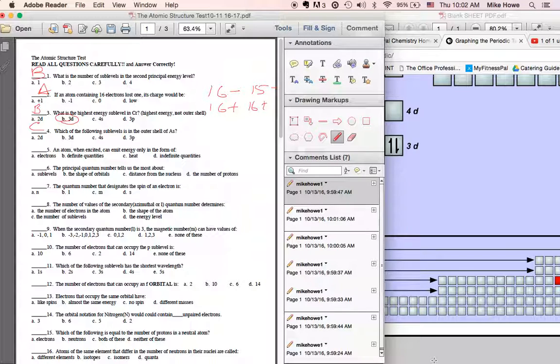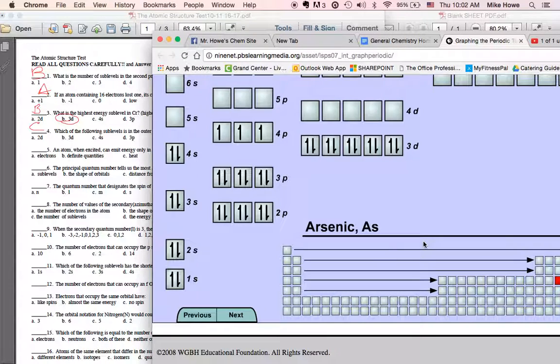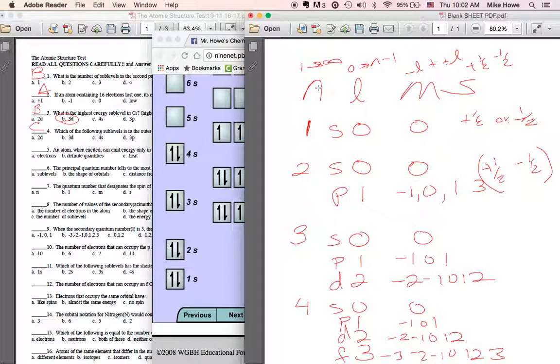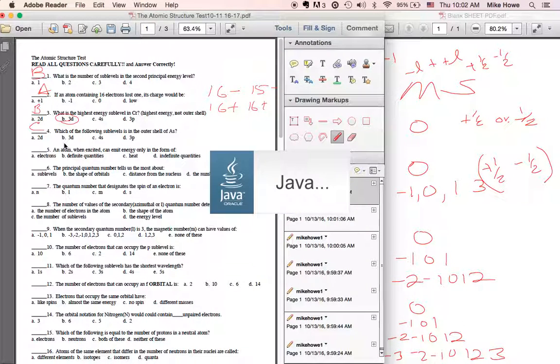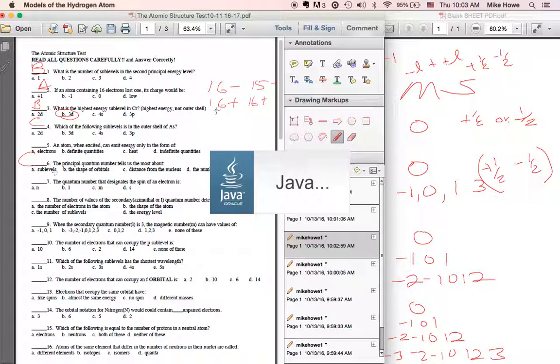Okay, the principal quantum number. The principal quantum number, of course, would be the quantum number n, which tells us the most about the distance from the nucleus. So that'd be number 6 here. Okay, number 7, the quantum number that designates spin, we went through that a minute ago over here. It was the positive 1/2, negative 1/2 quantum number. So you write over here, positive 1/2 or negative 1/2. So that would be D.